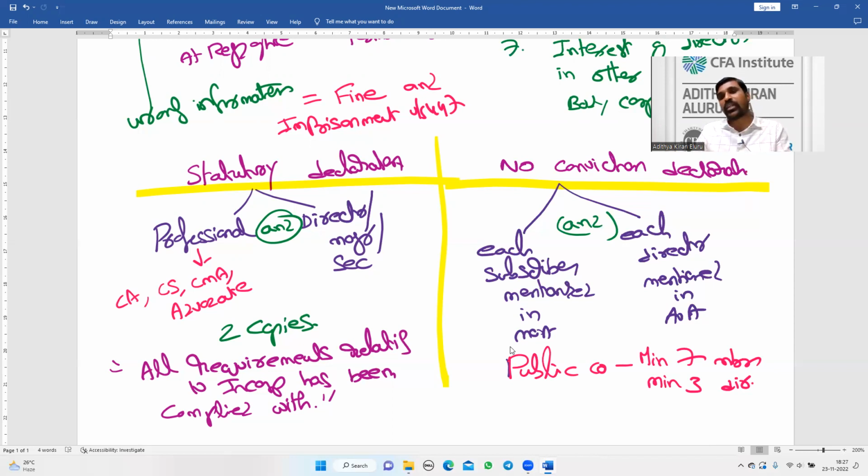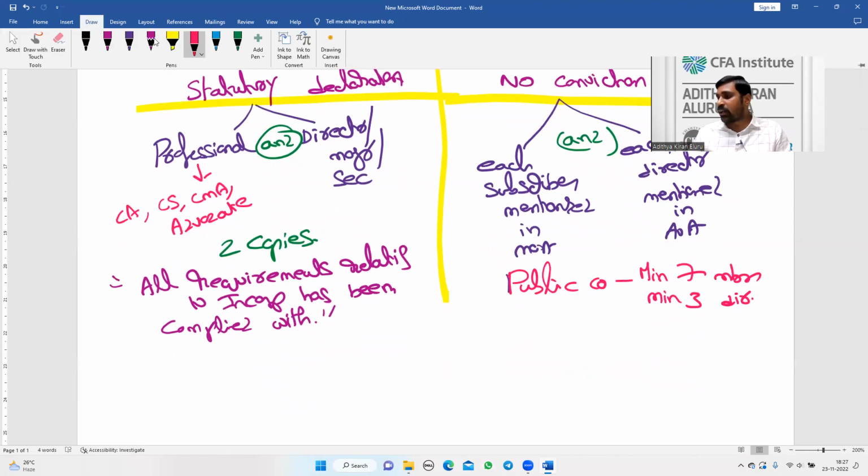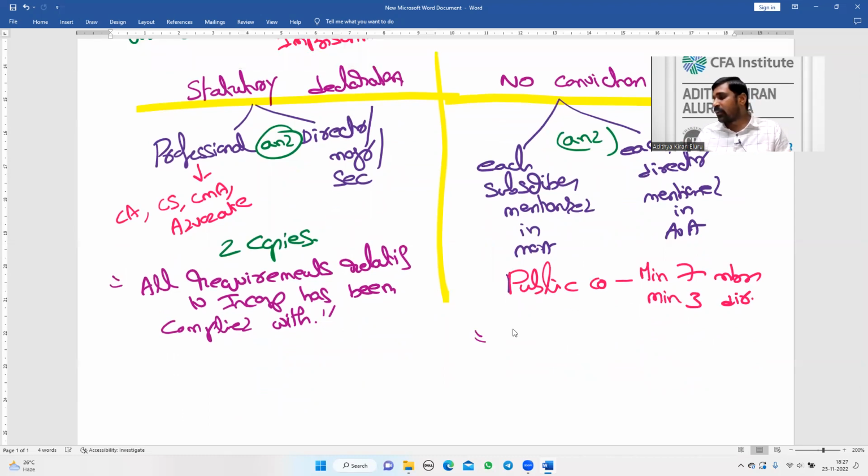So if the same members are acting as directors also, assume those 3 directors are also members of the company, then 7 declarations is enough. But if those 3 directors are different from the members, then we have to give a total of 10 copies of this declaration, one from each of the subscribers and each of the first directors. So what is given in that declaration?